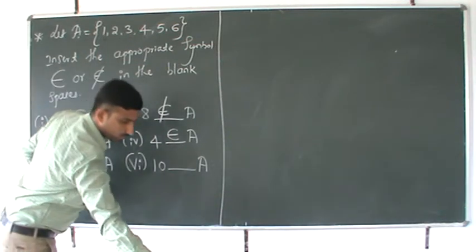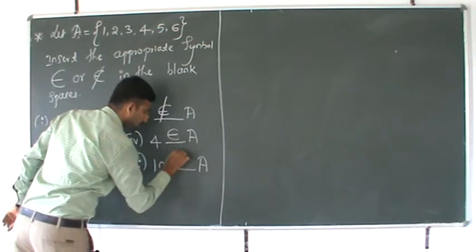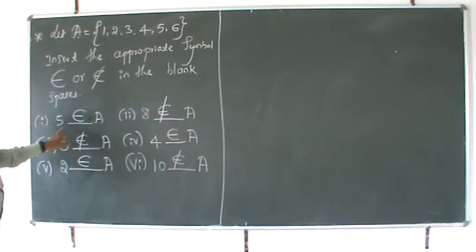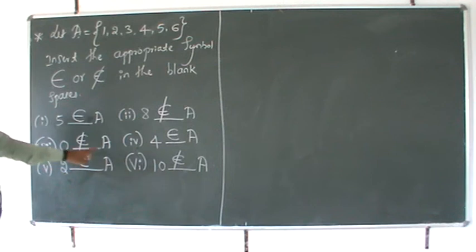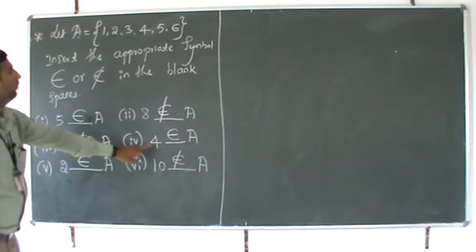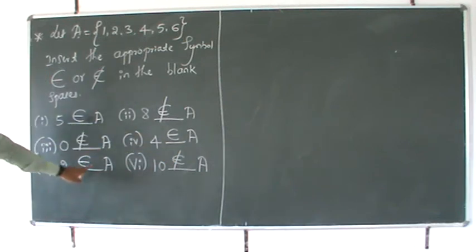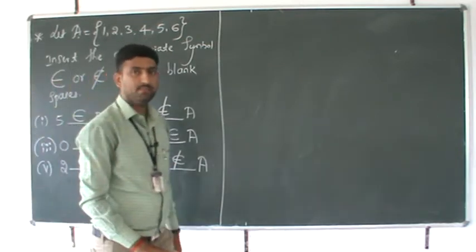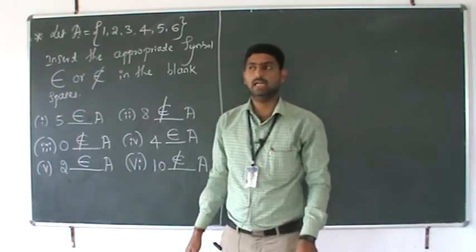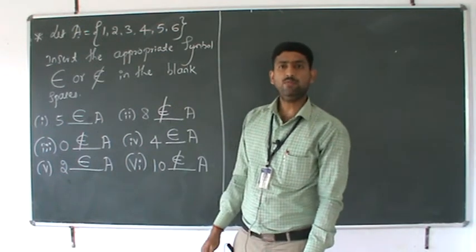After that, 2 belongs to, 10 does not belong to. What is the meaning? 5 belongs to A. After that, 8 does not belong to A, 0 does not belong to A, 4 belongs to A, 2 belongs to A. After that, 10 does not belong to A. These are some notes regarding sets, which are very, very important from the exam point of view.